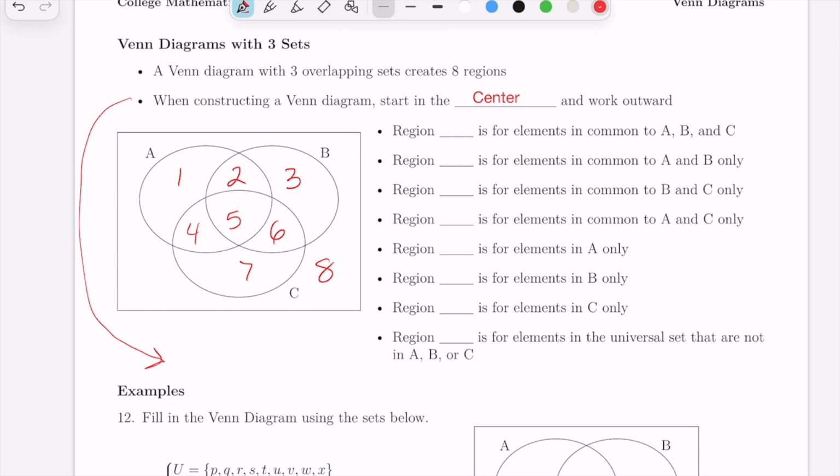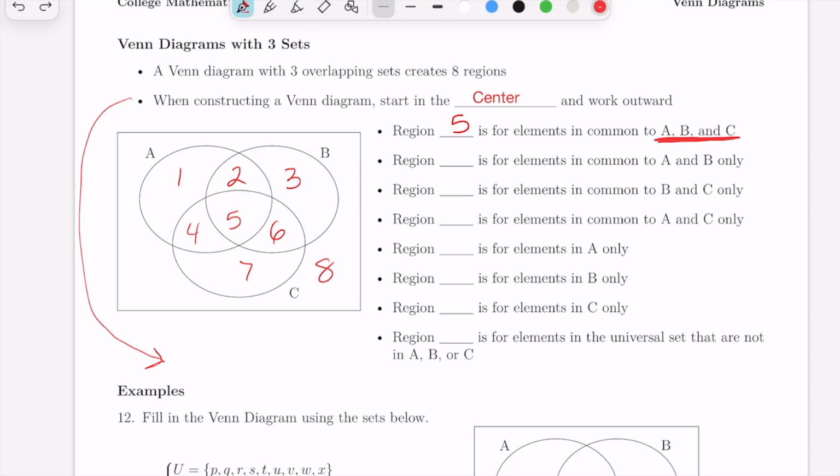Now, a region for elements that are common to A, B, and C, that means the elements that belong to all 3 subsets, A, B, and C. That's number 5, right? That's this right here. That's the overlap of A, B, and C.